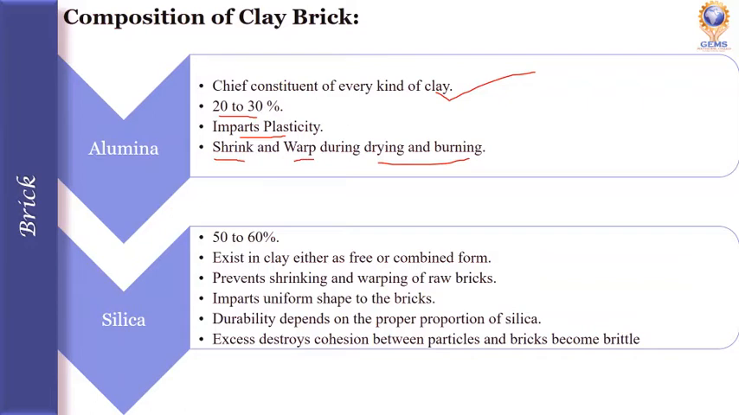Next is silica. A good brick contains 50 to 60% of silica. Silica is the major component present in clay bricks, because it makes up 50 to 60% of the brick. Silica may exist in clay either as a free element or in a combined form. The presence of silica prevents shrinkage and warping of raw bricks, and it also imparts uniform shape to the bricks.